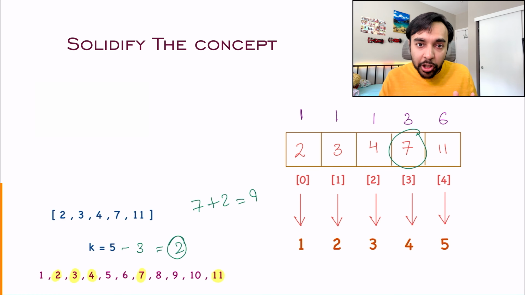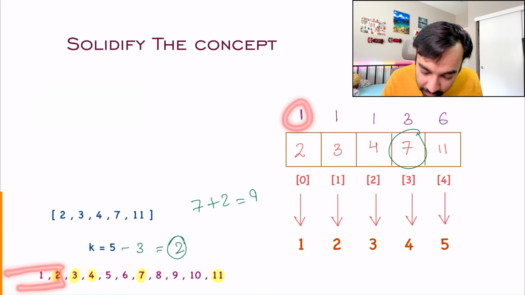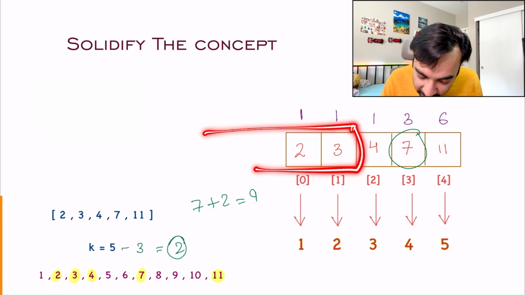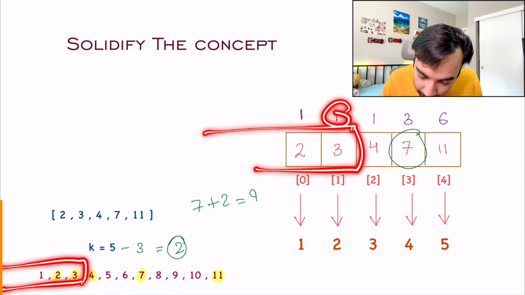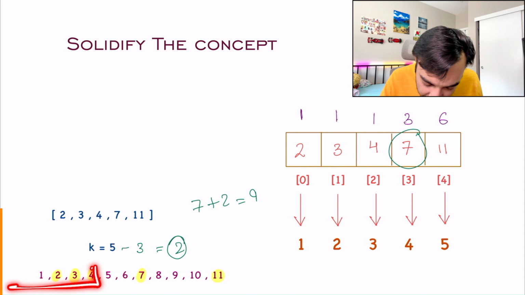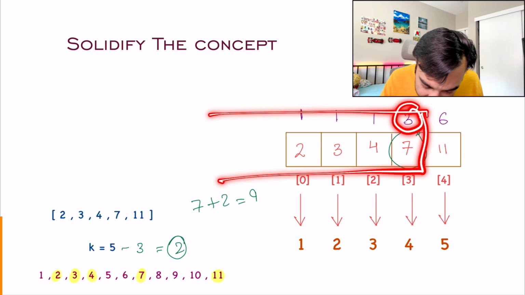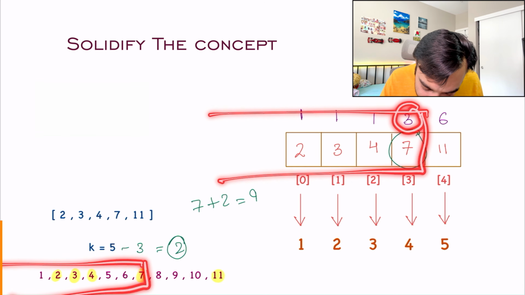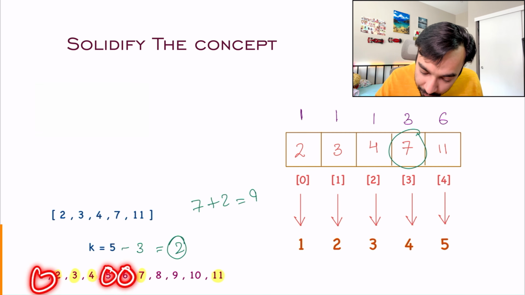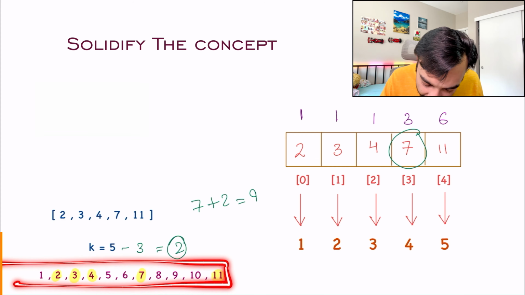And once again, if you remember from your example, up till 2, I was missing 1 number, and that was 1. Up till 3, I was missing 1 number, and that was 1. Up till 4, I was missing 1 number, and that was a 1 again. Up till the number 7, I am missing 3 numbers. And these 3 numbers were 1, 5, and 6. Up till 11, I am now missing 6 numbers. And these are all these 6 numbers.